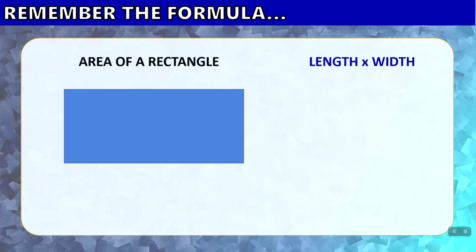The area of a rectangle is calculated by multiplying the length by the width. So here's the width and here's the length. When we multiply 8 by 3, we get 24 centimeters squared.